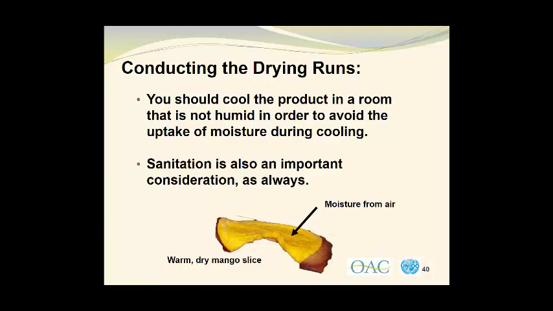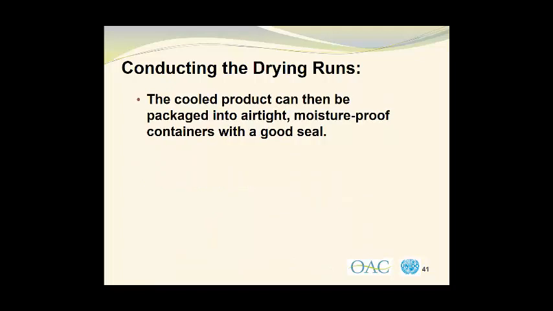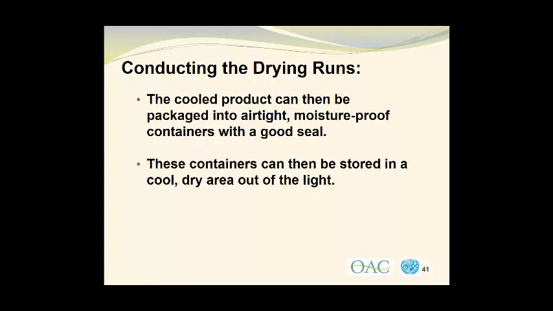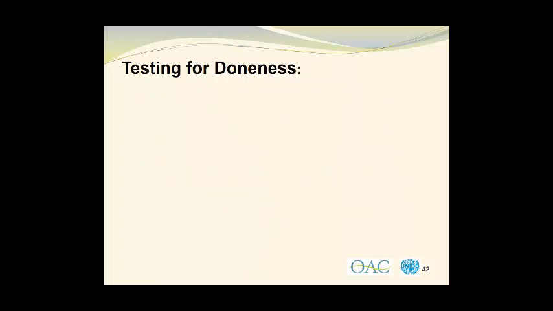Sanitation is always an important consideration. The cooled product can then be packaged in airtight, moisture-proof containers with a good seal. This can include Ziploc plastic bags. It can also include glass jars and any other packaging as long as it is airtight and moisture-proof. These containers can then be stored in a cool, dry area that is out of light, because sunlight can have a degradative effect on the product. So by all means, keep the product out of sunlight.